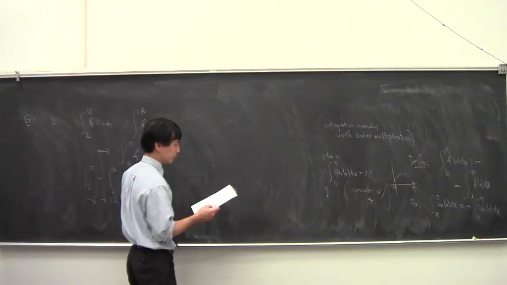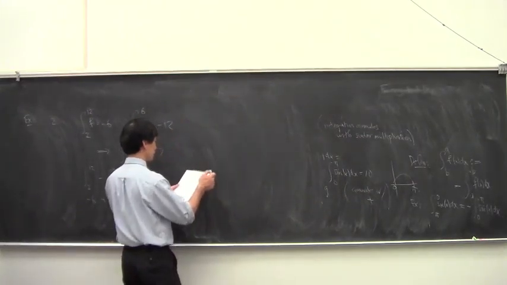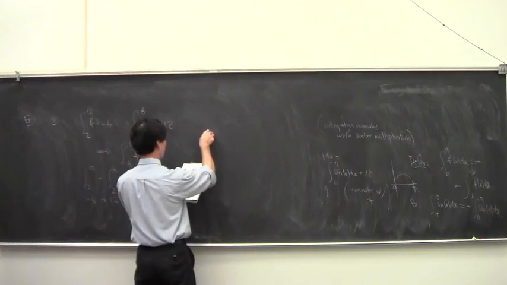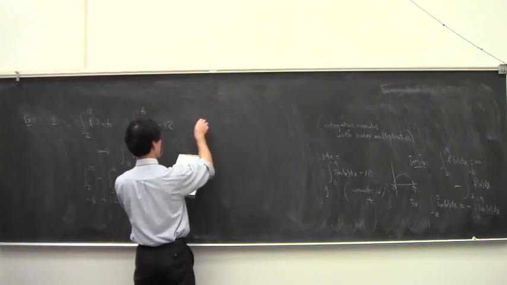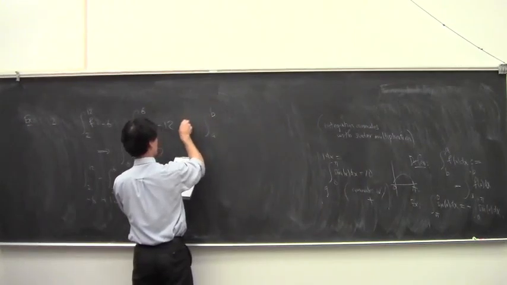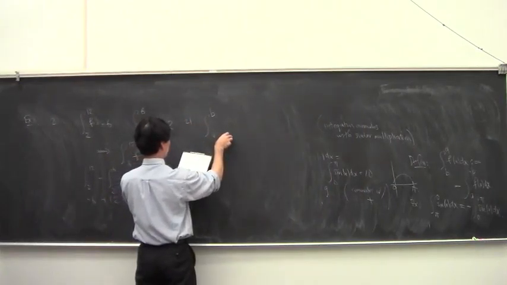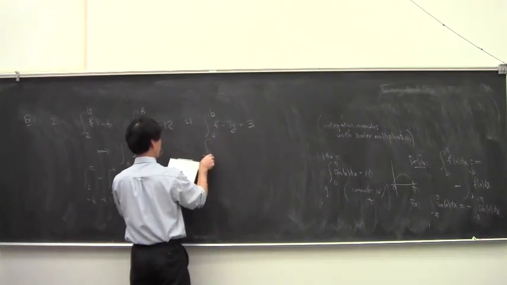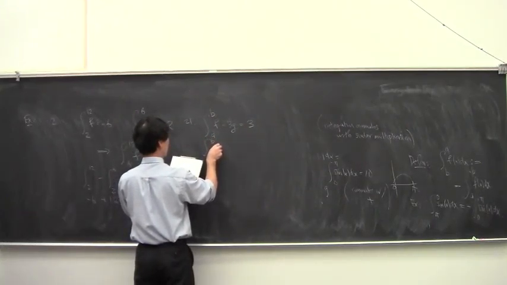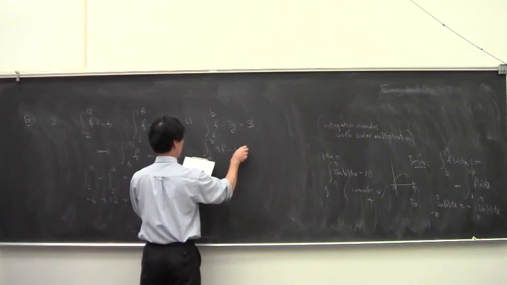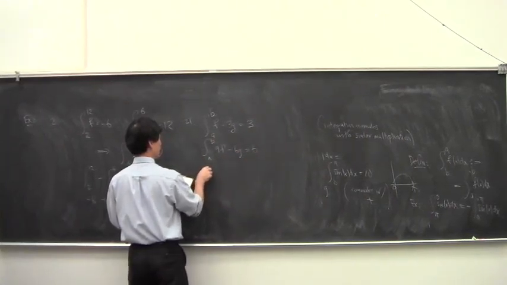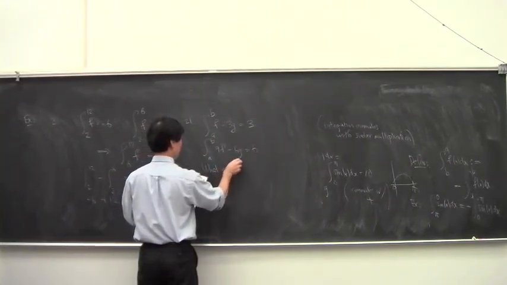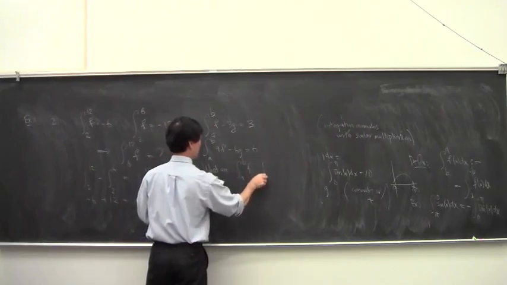Let me choose one that's a little bit harder. Okay, this is a good one. The integral from a to b is 21. The integral from a to b of f minus 3g is 3. The integral from a to b of 9f minus 6g is 6. What are the integral from a to b of f and the integral from a to b of g?